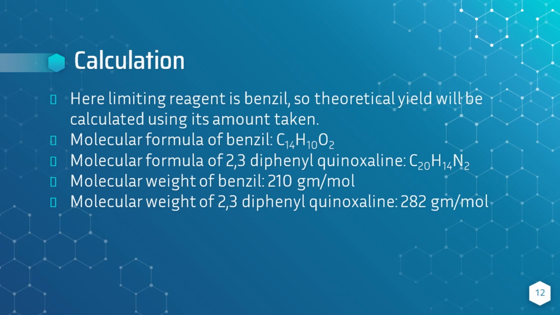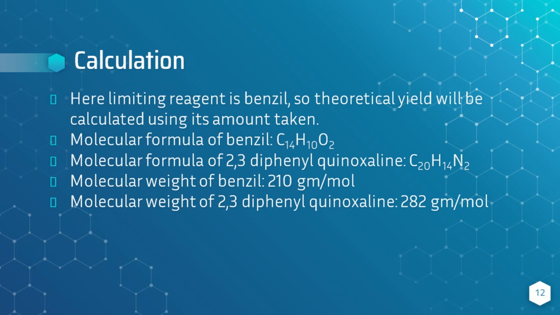So first of all, let us see the molecular formulas and weights. The molecular formula of benzil is C14H10O2. From this formula, the molecular weight can be easily calculated, which comes out to be 210 grams per mole. While that of 2,3-diphenyl quinoxaline is C20H14N2. From this, we can calculate the molecular weight, which comes out to be 282 grams per mole.